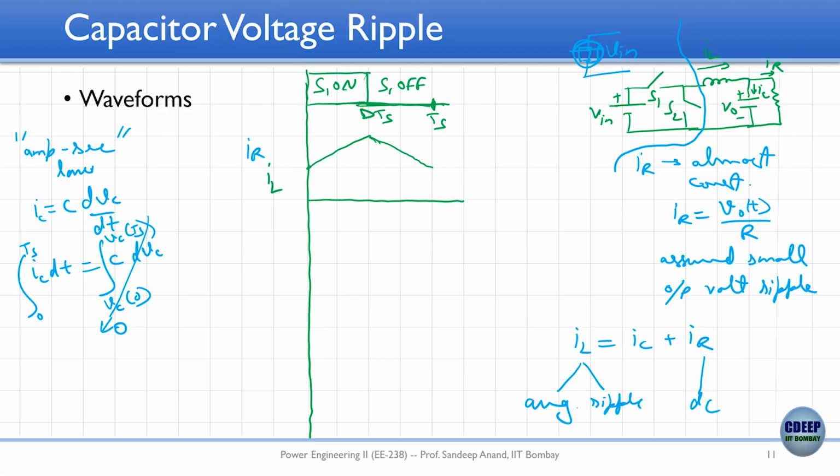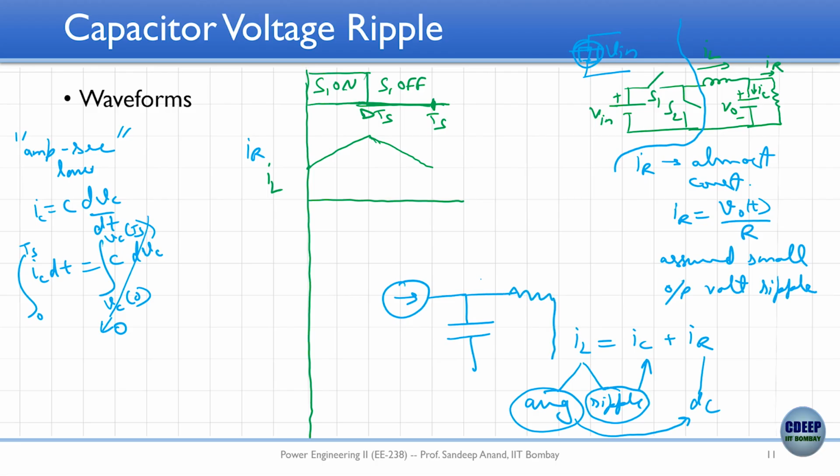Since IR only has a DC component, it does not absorb any ripple current of the inductor. So the complete ripple current of the inductor goes into the capacitor. And because the capacitor average current must be 0, none of the average current goes to the capacitor, all the average current goes to the resistance. So from the inductor, the average component goes to the output resistance and all the ripple component goes to the capacitor.